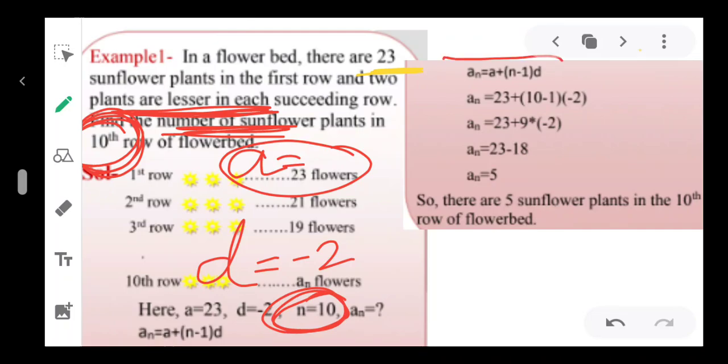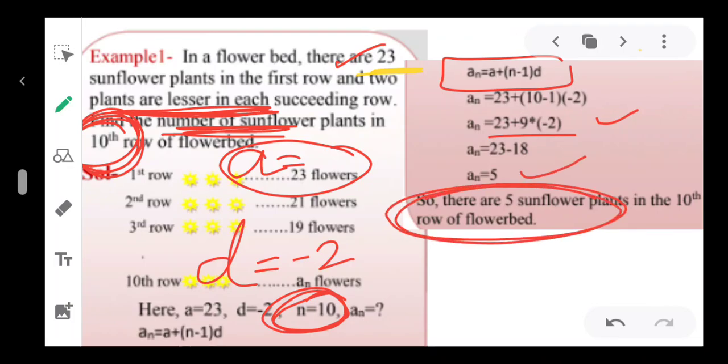We have the formula AN is equal to A plus N minus 1 into D. Substitute the value of A, which is 23, plus 10 minus 1, because N is equal to 10, into minus 2. D is equal to minus 2. Therefore, the answer is 23 plus 9 into minus 2. 9 into minus 2 is minus 18. It means 23 minus 18, which is 5. This is our answer. There are 5 sunflower plants in the 10th row.